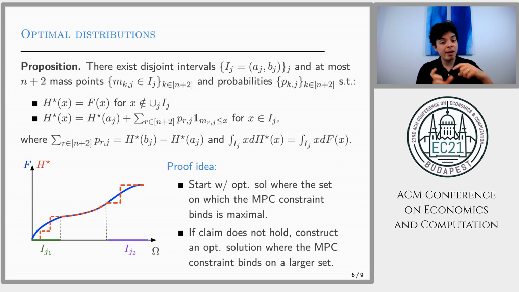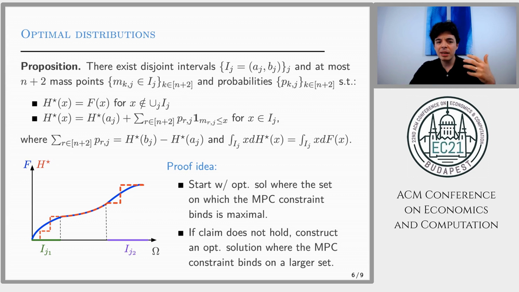Here, observe that there are regions where H star matches F, and there are regions where H star is discrete and F is not. In the context of our persuasion problem, the subintervals where H star and F match will correspond to states where we fully reveal the state, and the intervals I sub j will correspond to subintervals where we pool states to different signal realizations to induce a posterior mean distribution as captured by H star.